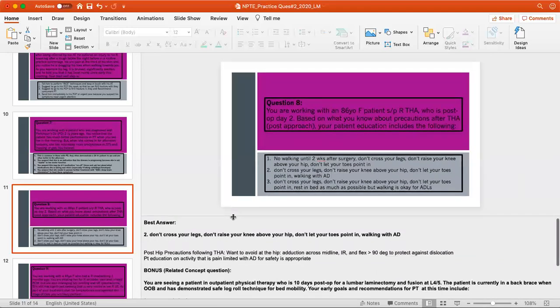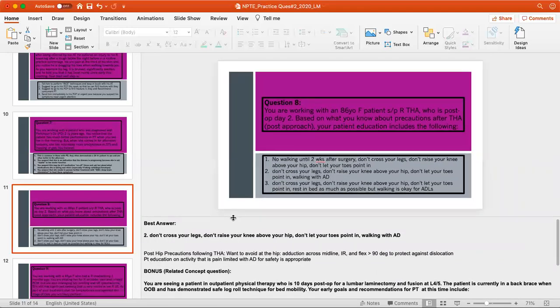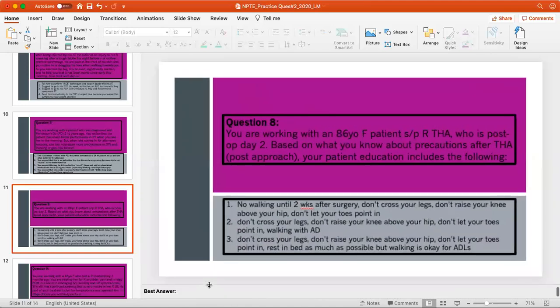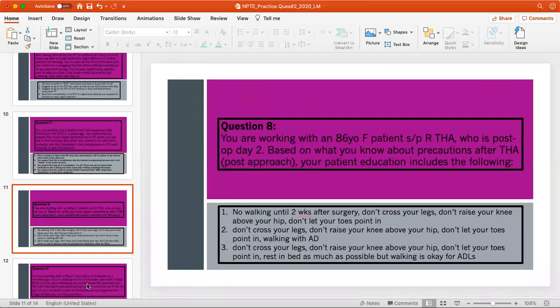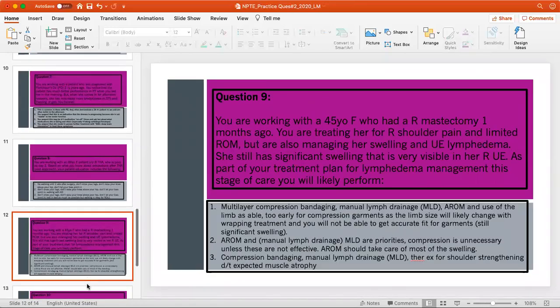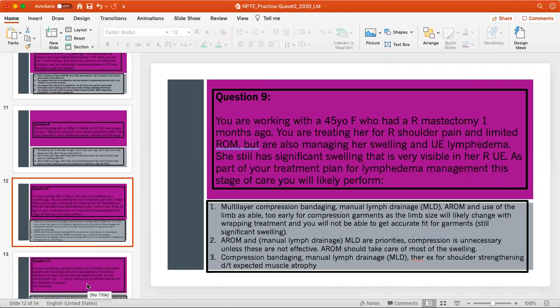Let's see. So the follow-up question is on precautions after lumbar fusion, laminectomy and fusion. So I'll let you go through that one on your own. Spinal precautions. It's a related question, but I don't think it's overly difficult. But just to get you thinking through that, you can go through that one on your own. And then let's move on, I want to get to these last couple questions here.